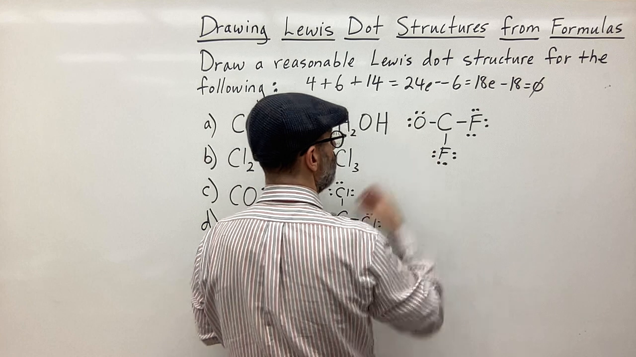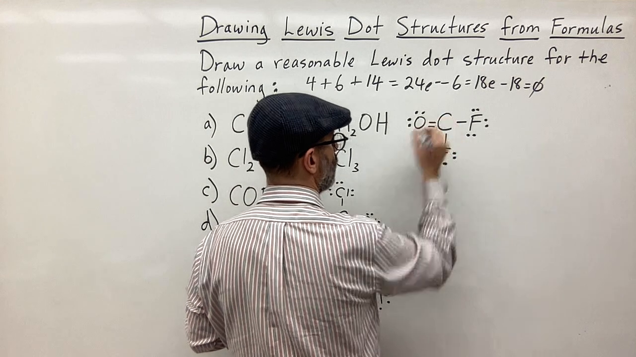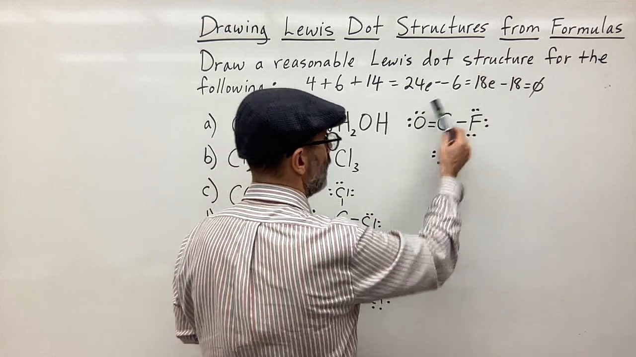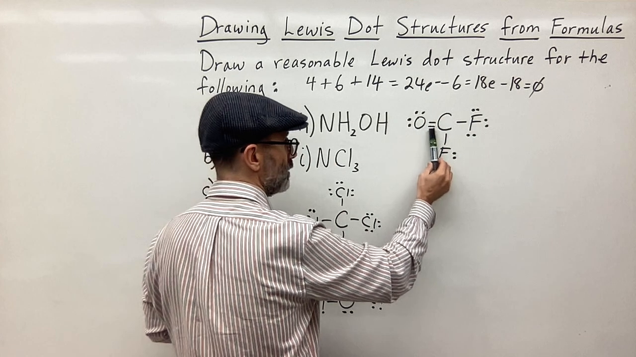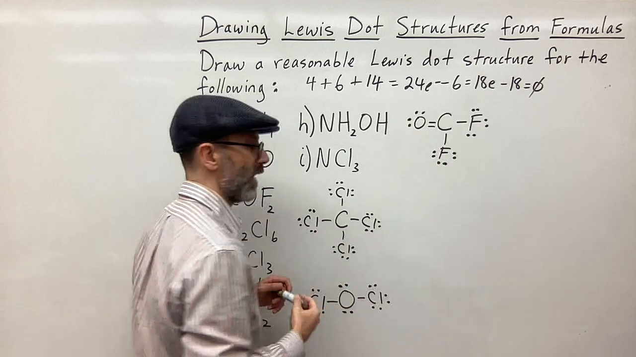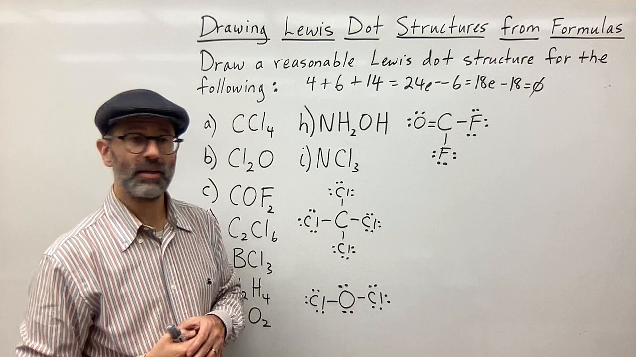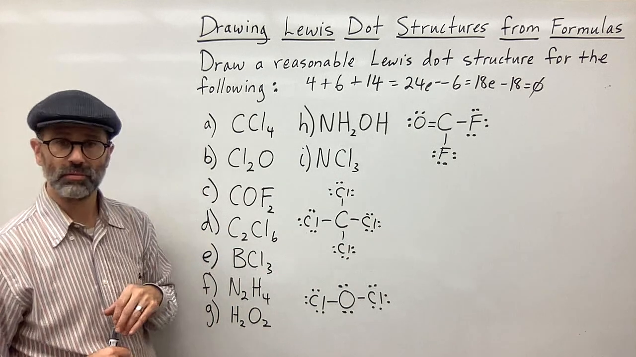So we're going to take a lone pair from oxygen. We're going to create a double bond. Now the carbon has 4 bonds. It's happy with an octet. Oxygen still has an octet: 2 bonds, that's 4, plus the 2 lone pairs, that's 4. 4 plus 4 is 8. So oxygen is happy. So we're done. So this is the Lewis dot structure for COF2.